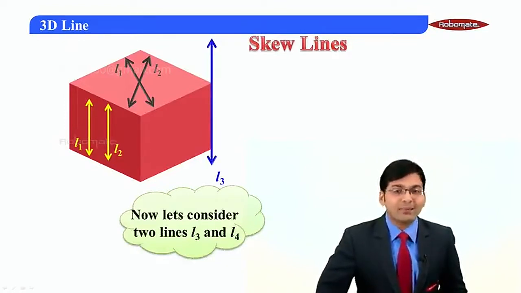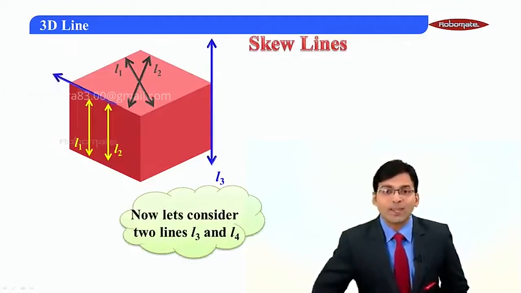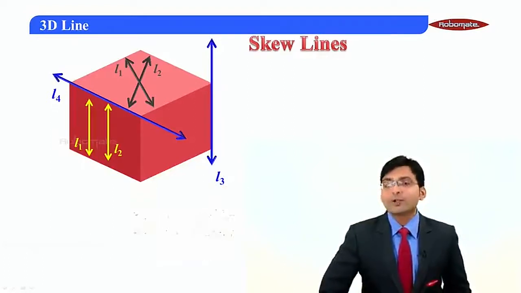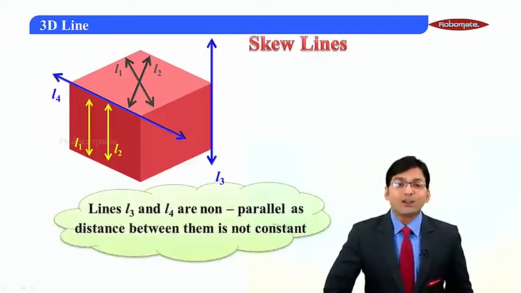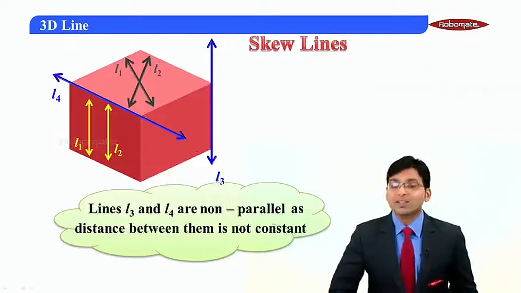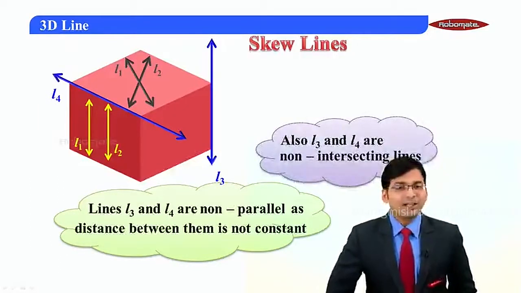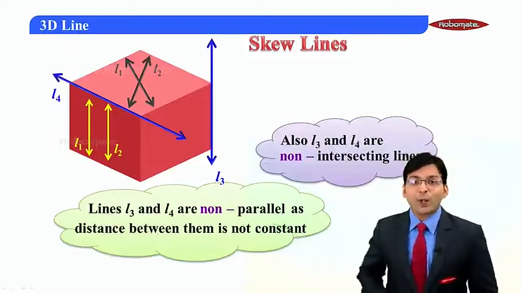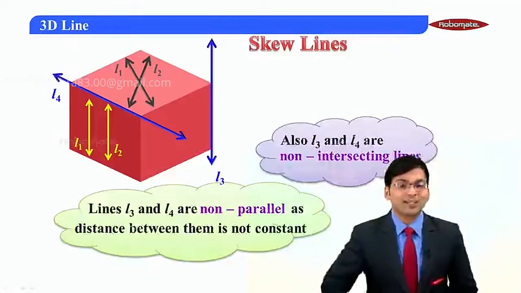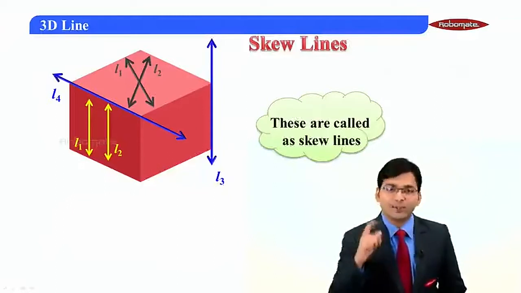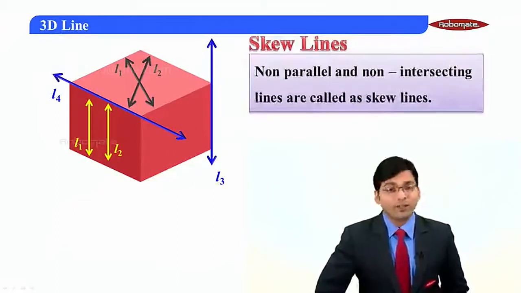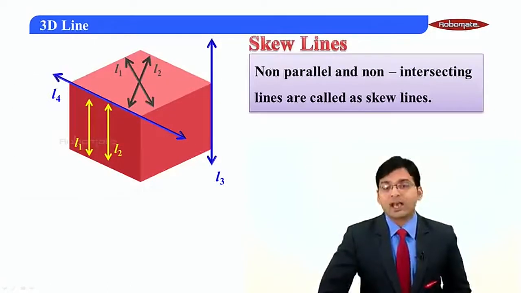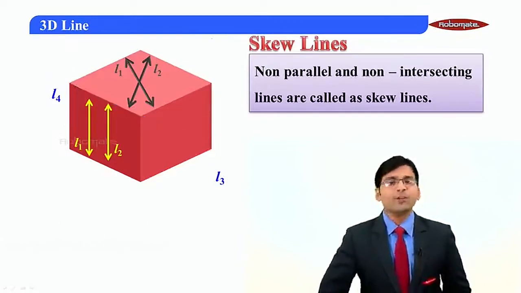Right? Now students, if we think of lines L3 and L4, that is two more lines. If you see the diagram, L3 is an edge of the cube and L4 is a different edge of the cube. Now let us concentrate on these two lines. Lines L3 and L4 are non-parallel as the distance between them is not constant. Similarly, L3 and L4 are non-intersecting lines. And if the lines are non-parallel and non-intersecting, students, then such lines are called skew lines. So the skew lines definition says non-parallel and non-intersecting lines are called skew lines. Alright, so now we learned skew lines.